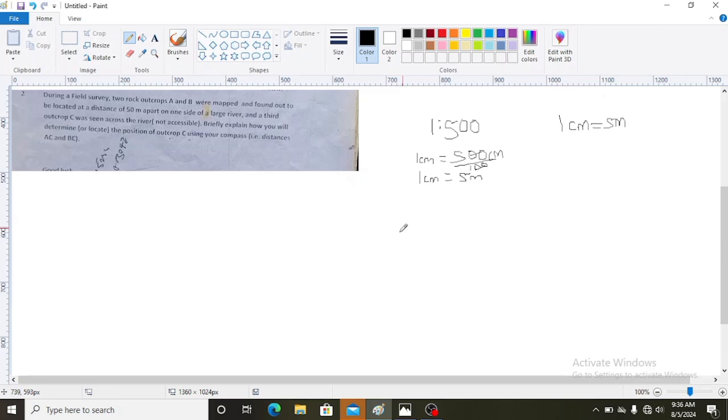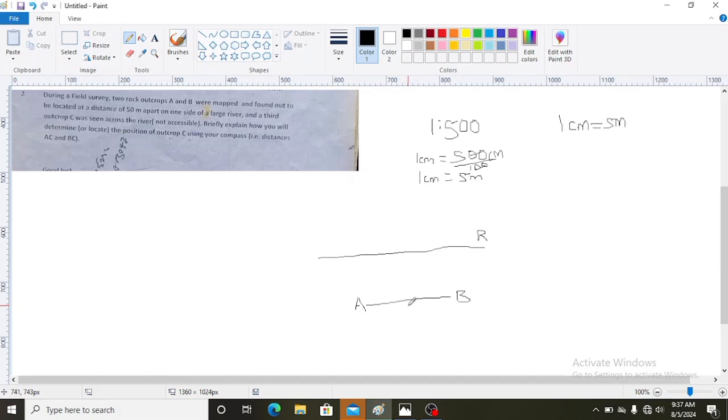Let's interpret the question graphically. We are having A here, B here, and let's say they are on one side of the river. So let's say this is the river R dividing A, B from C, and the distance between A and B is 50 meters. So are we going to write 50?